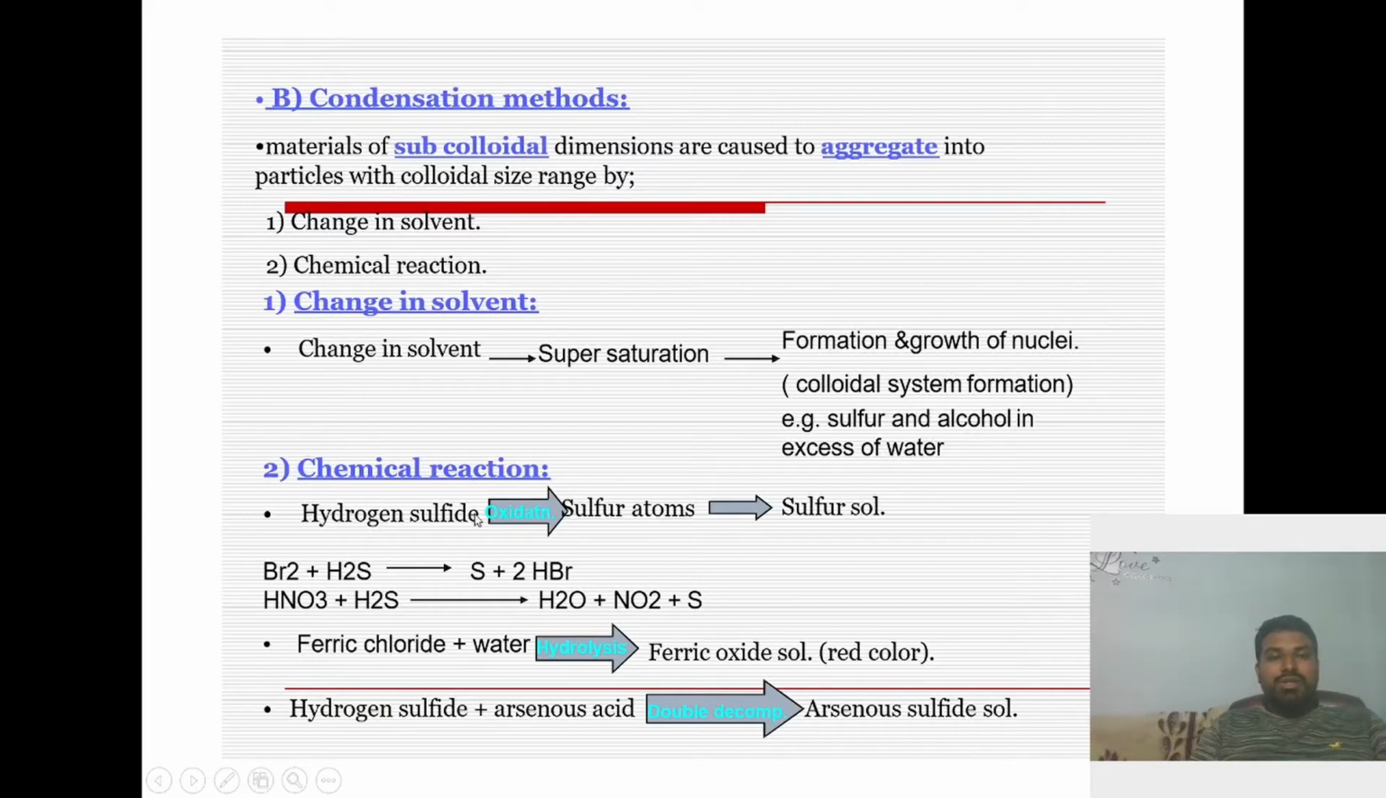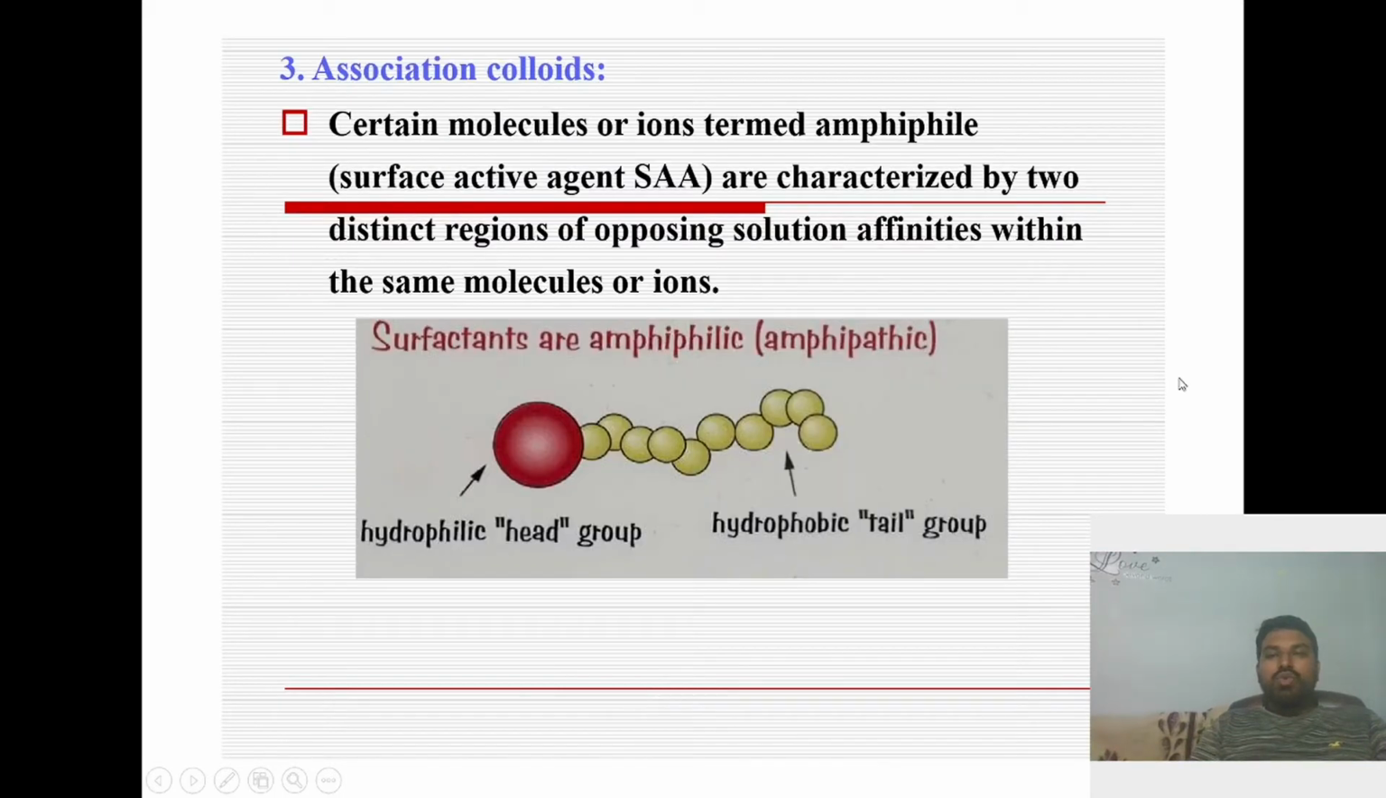Chemical reaction: hydrogen sulfide on oxidation gives sulfur atoms, which give sulfur sol. Br2 plus H2S gives sulfur plus 2HBr. HNO3 plus H2S gives H2O plus NO2 plus S. Ferric chloride plus water on hydrolysis gives ferric oxide sol, which is red in color. Hydrogen sulfide plus arsenious acid on double decomposition gives arsenious sulfide sol.